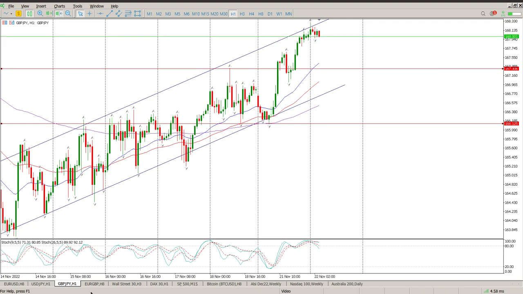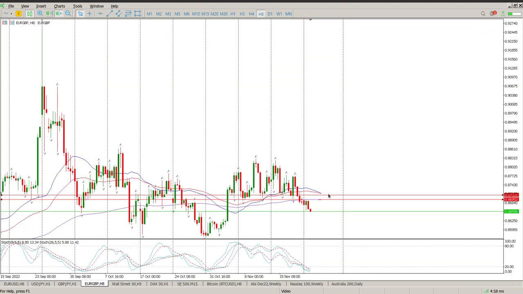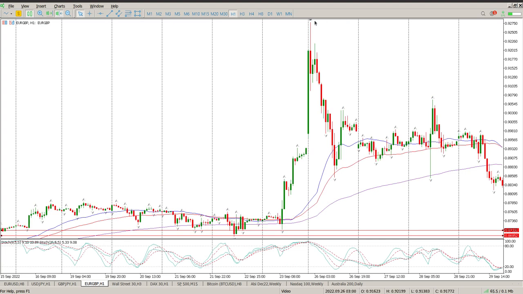Moving on to Euro British pound, and we did break through the structure here. It does look like a head and shoulders, or a double top and shoulders. So we have broken through this area, but oscillators are good to the downside, so I'd be reluctant to be chasing that at the moment.